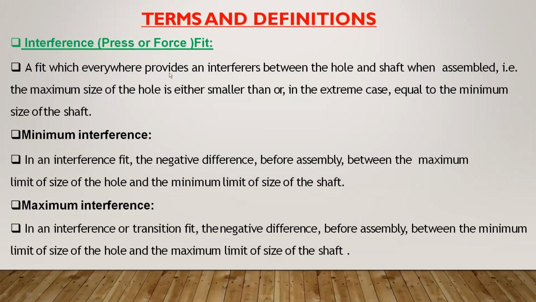A fit which everywhere provides an interference between the hole and shaft when it is assembled. That is, the maximum size of the hole is either smaller than or, in the extreme case, equal to the minimum size of the shaft. So the maximum size of the hole is lesser than the shaft size. In these interference fits, we are going to see two types of interference. The first one is the minimum interference, and the second one is the maximum interference.